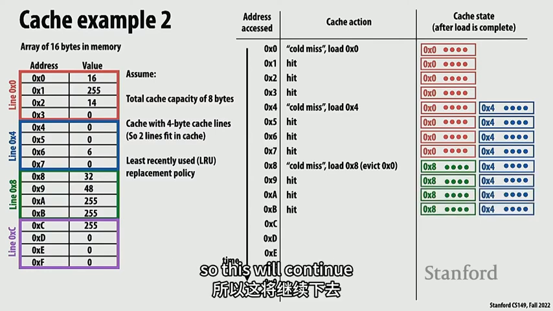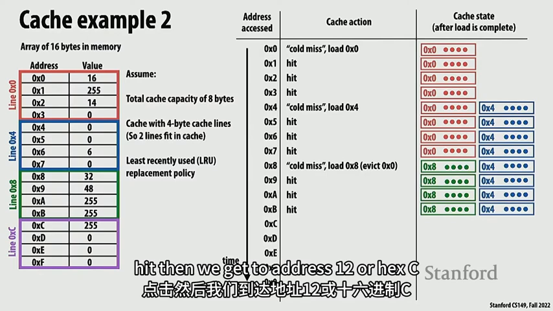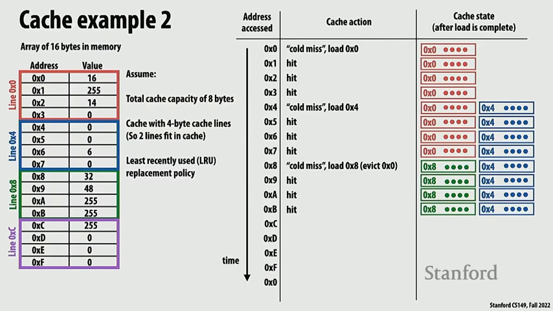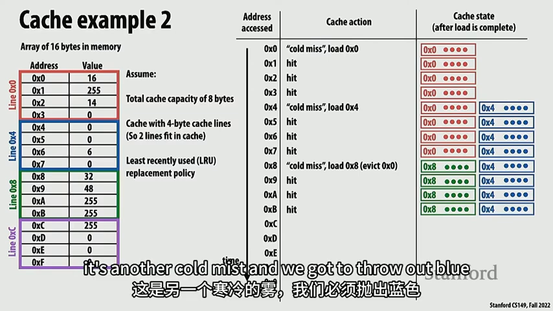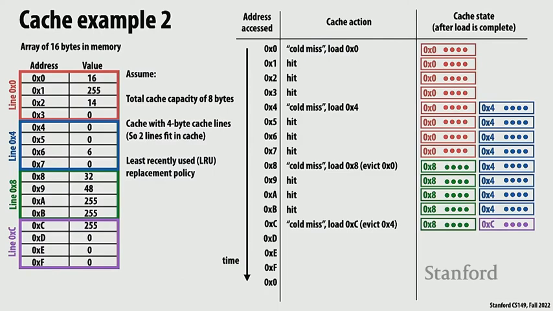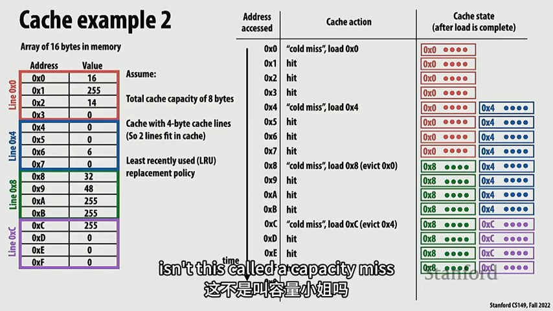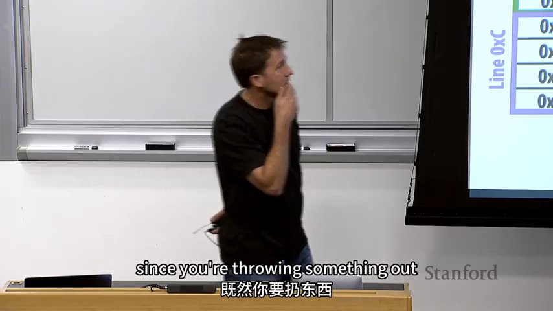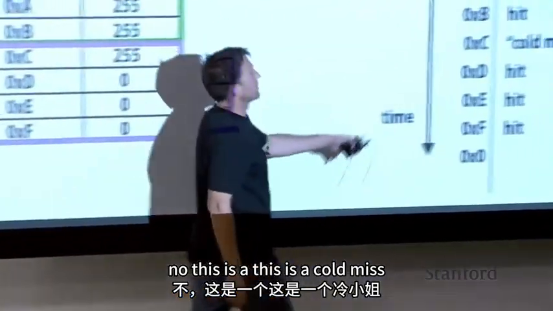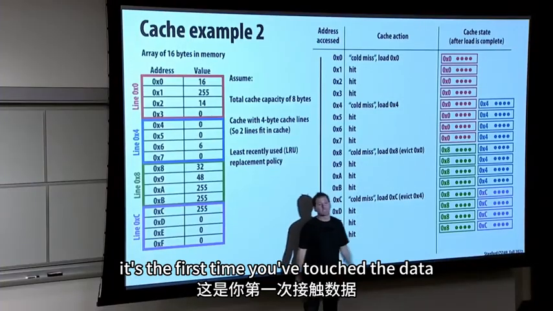So this will continue. Hit. Then we get to address 12 or hex C. It's another cold miss, and we got to throw out blue. Exactly. This question somewhere? Yes. In computer architecture, isn't this called a capacity miss since you're throwing something out? No, this is a cold miss. It's the first time you've touched the data.